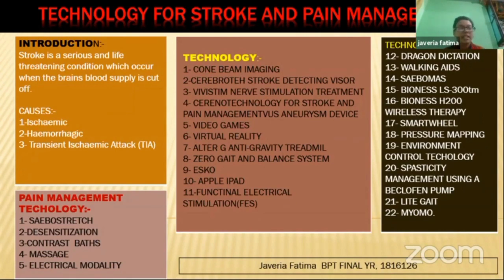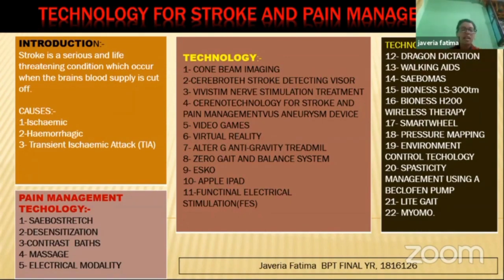Then second is desensitization. Desensitization reduces sensation to any outer response to the body and helps in the reduction of pain. Then third is contrast bath. Contrast bath means alternate immersion of the pain area in hot and cold water, that may be in the ratio 3:1. It also helps in pain reduction.